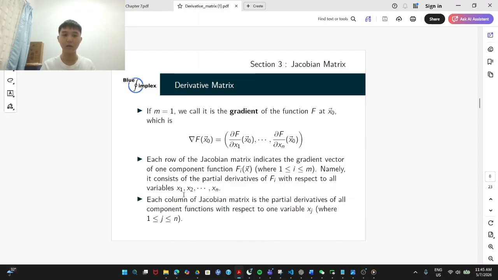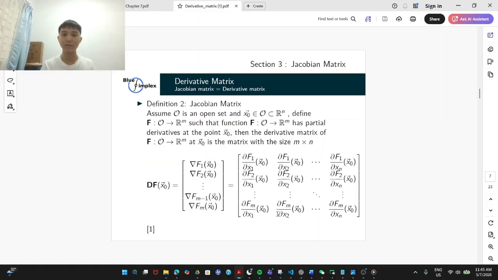How about each column? Each column of the Jacobian matrix is the partial derivative of all component functions with respect to one variable sj. Like this one is the second column, where I take the partial derivatives of f1, f2, up to fm with respect to s2 only. So how many columns are in this derivative matrix? Totally n, because it follows the dimension of the open set O.